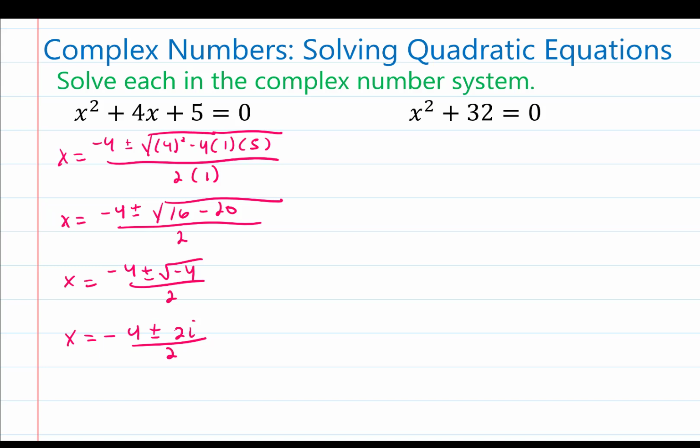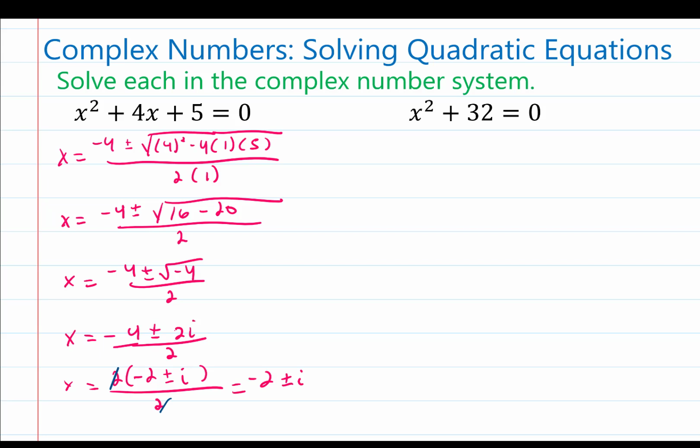Now because we have a common factor in our numerator and denominator, we should reduce. So we're going to factor out positive 2 from the numerator. So we'll have 2 times, and the other factor will be negative 2 plus or minus i. And from here we can reduce that common factor, giving us a solution of negative 2 plus or minus i.